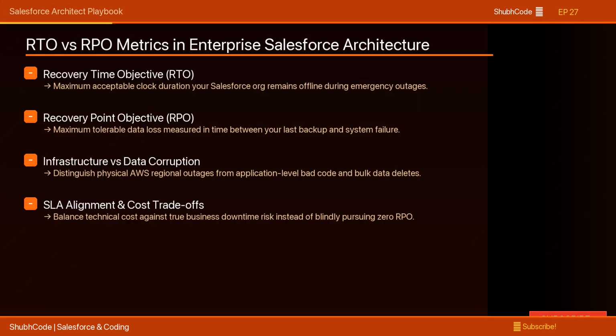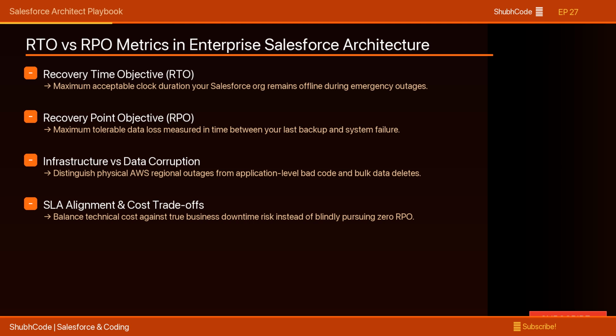When designing an enterprise Salesforce solution, business continuity hinges on two non-negotiable metrics, recovery time objective, or RTO, and recovery point objective, or RPO. RTO defines the maximum acceptable clock time your org can remain completely unavailable before causing severe financial or regulatory harm. RPO defines the maximum acceptable age of unrecoverable data lost during an unexpected crash or regional disruption.